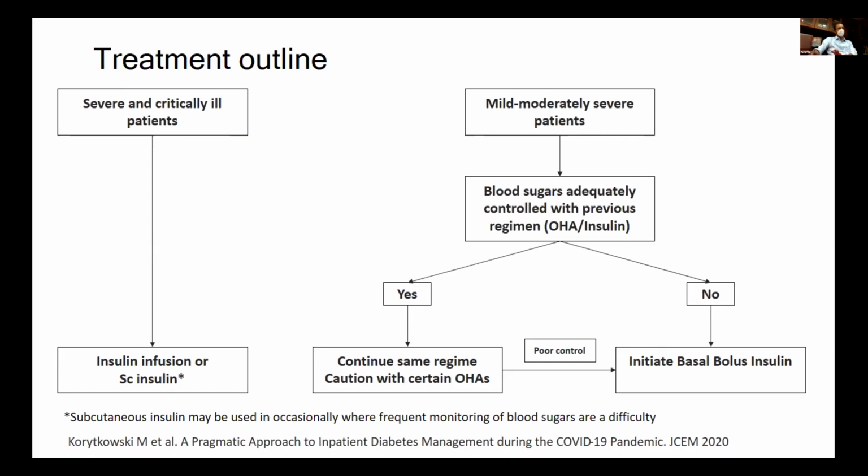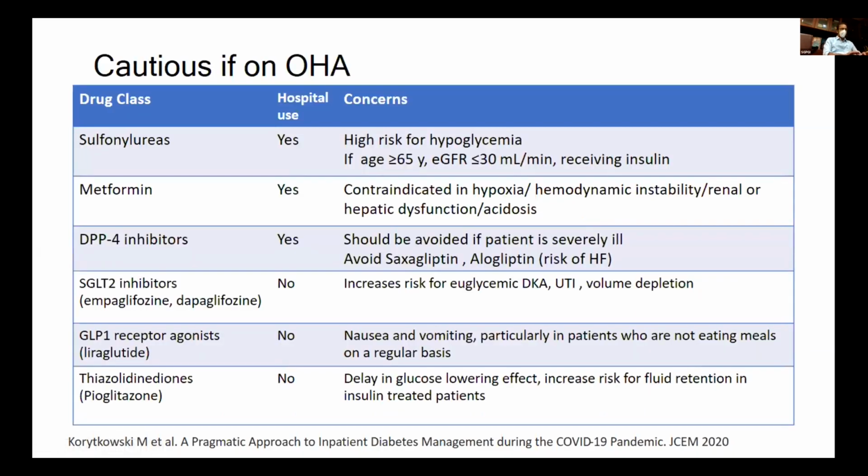So if it is not controlled with the previous regimen, we have to initiate the basal bolus regimen, which we discussed previously. Coming to the oral agents, a few words of caution, because a major group of patients will be on oral agents when admitted to the COVID hospital. If any patient is on glimepiride or glibenclamide, we should be very careful about hypoglycemia in those who are elderly, who have renal failure, or who are receiving insulin, because in these patients the risk of hypoglycemia is higher. So if possible, in this group of patients, we should stop the sulfonylurea.